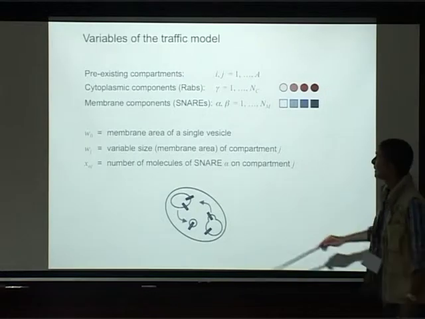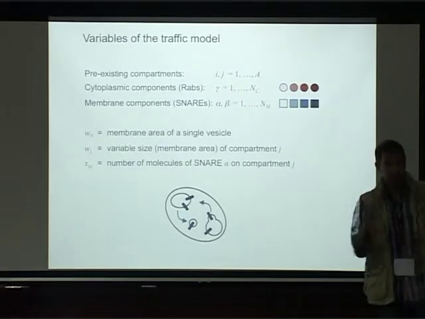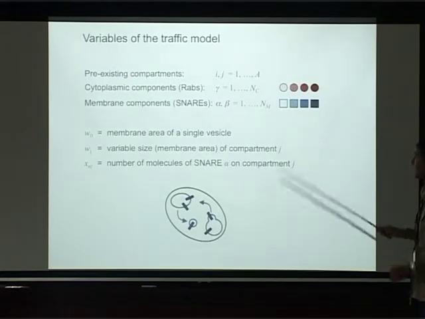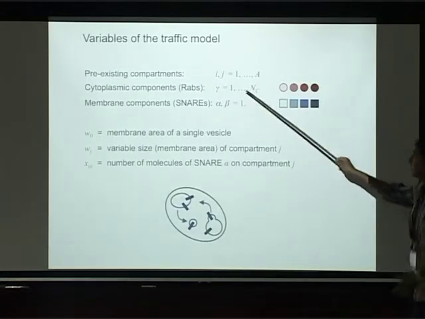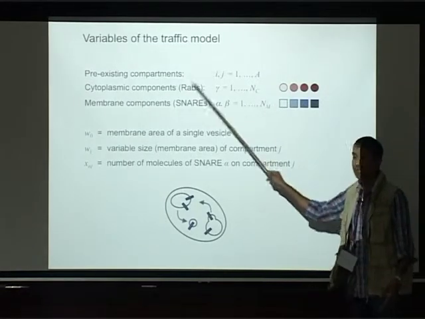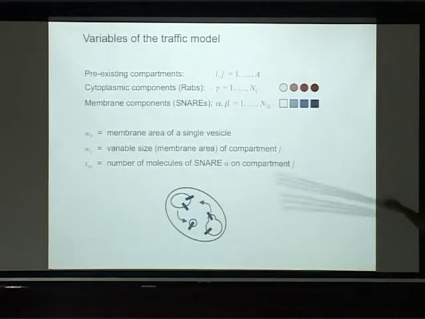Let's say you have a cell, and it has a certain number of pre-existing compartments. These compartments are already in there. By the way, compartments can form out of vesicles de novo, and I'm not going to talk about that. There are all types of components in the cytoplasm. There are many different types of coats. There are many different types of RABs. So those I'm going to index by some subset gamma.